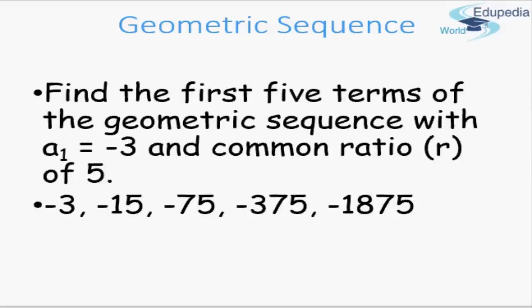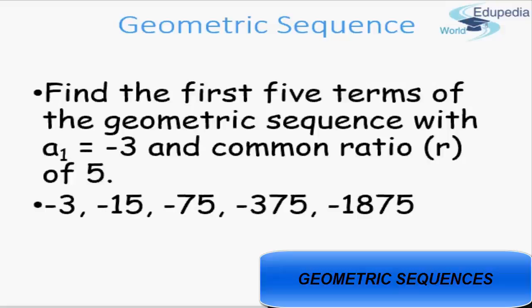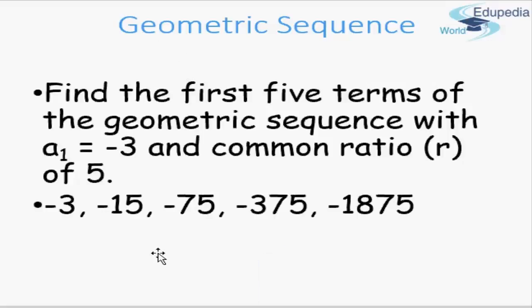Find the first 5 terms of the geometric sequence with a1 equal to -3. a1 is just like we talked about in the arithmetic progression. That is, we have a1 equal to -3, which is the first term in the sequence, and the common ratio is 5. So how do we find the first 5 terms? We multiply -3 by 5, that is the common ratio.